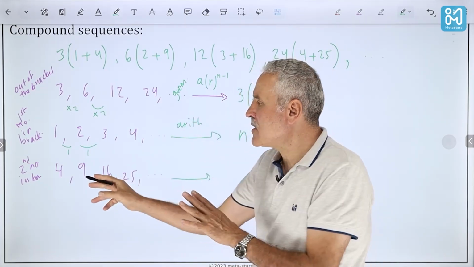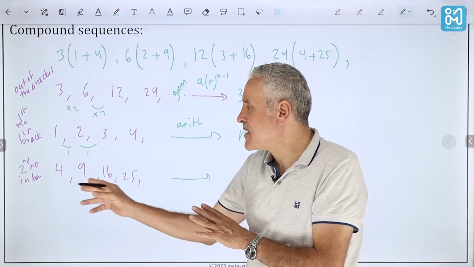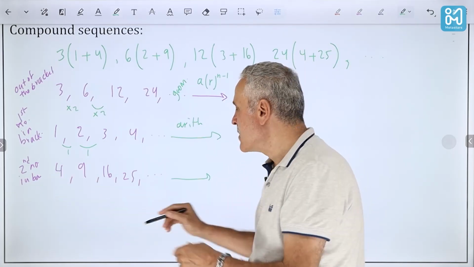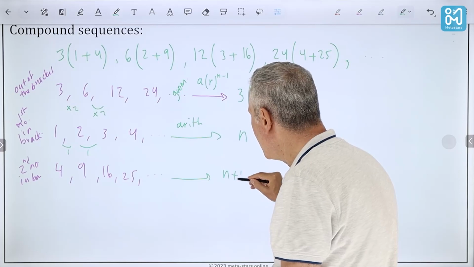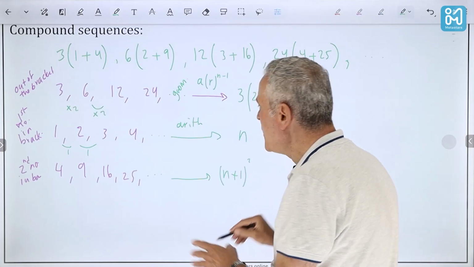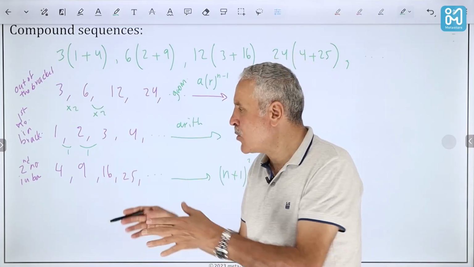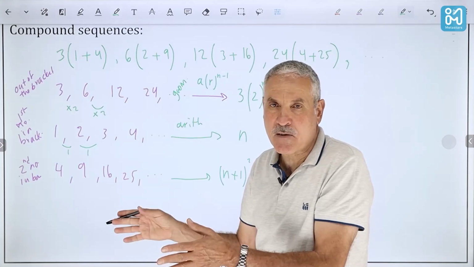This one here, you could just realize this as the square numbers missing 1. So this is just n plus 1 squared, and you could find it any way you like. I just use comparing to square numbers because it's obvious.